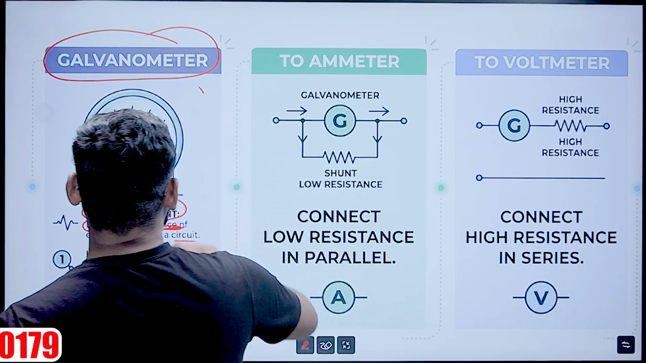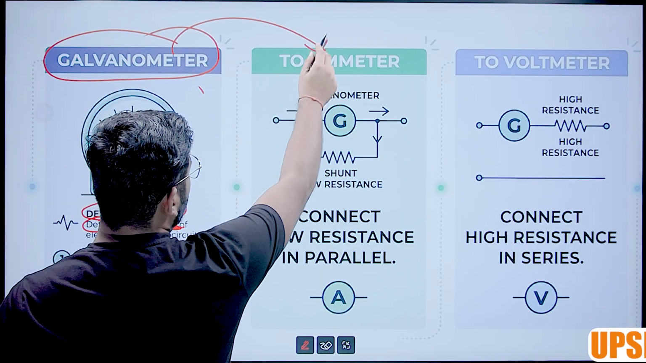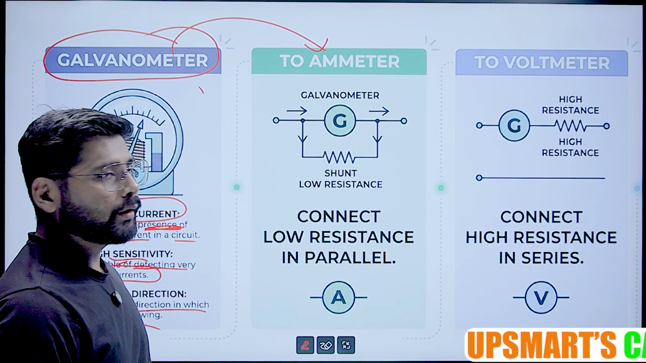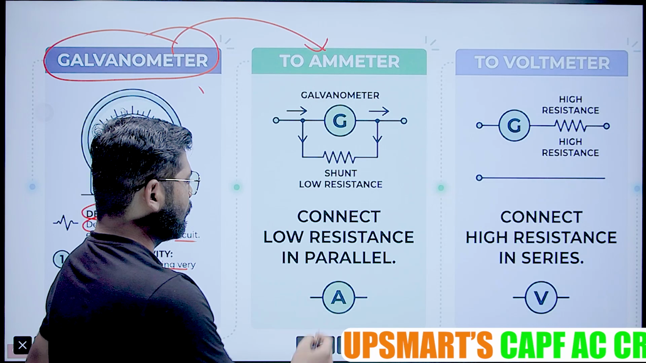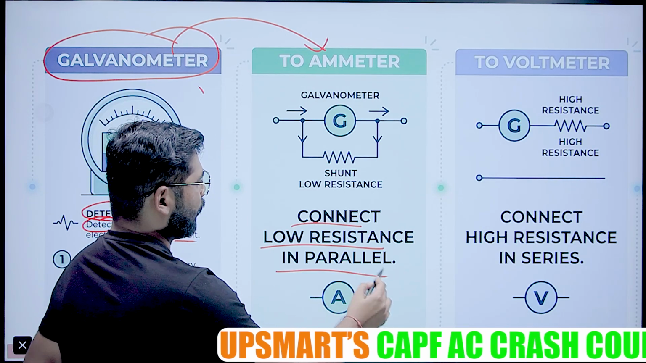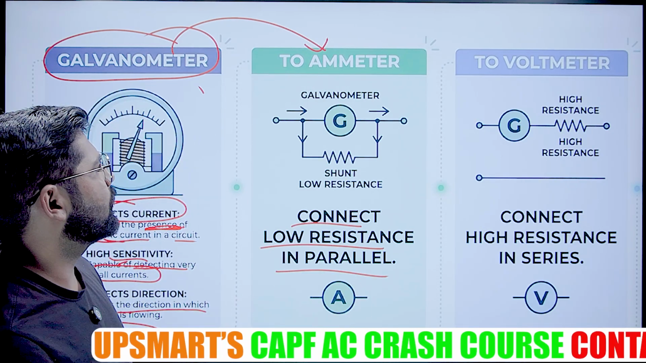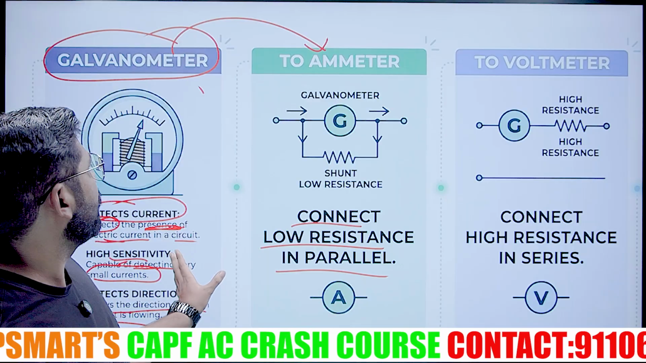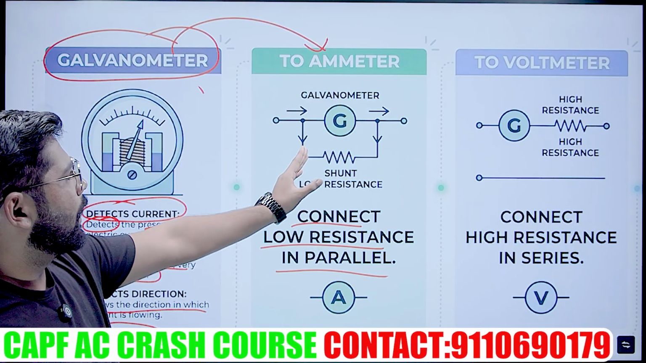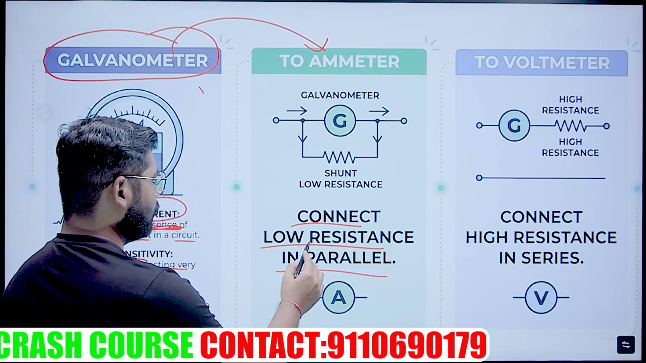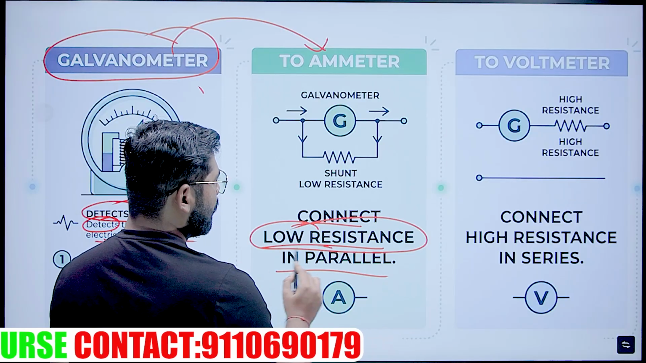Now what happens when we convert a galvanometer to an ammeter? It connects a low resistance in parallel. So when we want to convert a galvanometer to an ammeter, what we need to do is connect a low resistance in parallel.